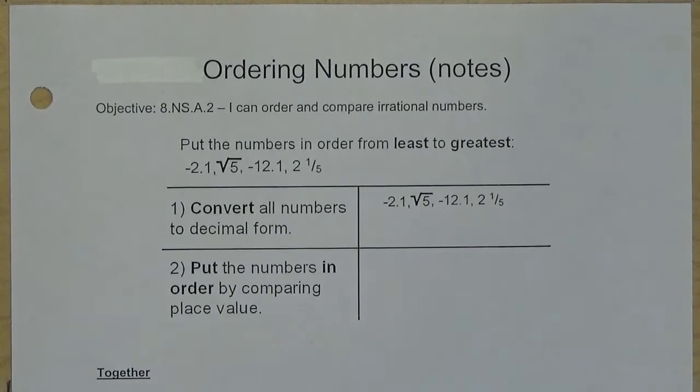In class, we've been working with comparing numbers. Today, we're ordering numbers. We're going to have more than one, usually 3 or 4 numbers, and we're going to have to find the values of those and put them in order, either from least to greatest or greatest to least. You will need a calculator for this.